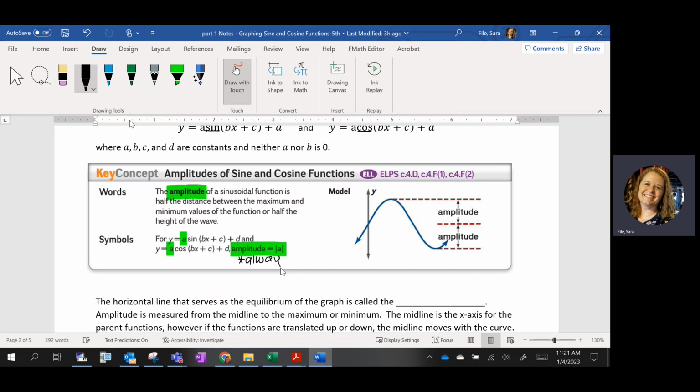So if your question asks, what is the amplitude? Do not give a negative answer. If it's multiple choice, do not select a negative answer. The amplitude is always positive.